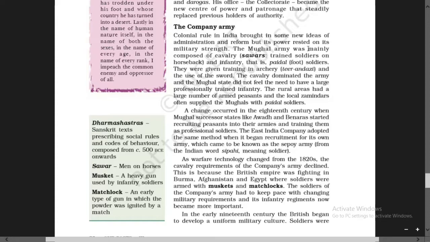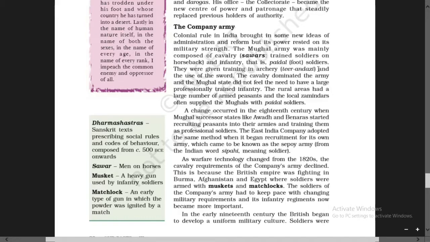The Mughal army was mainly composed of cavalry, trained soldiers on horseback. Cavalry means soldiers who fought on horseback. Riding horses, they used to take part in battle. They were trained soldiers on horseback and infantry. Infantry means soldiers who fight on foot. That is paidal. Paidal means foot. Paidal soldiers were given training in archery, tirandaji.